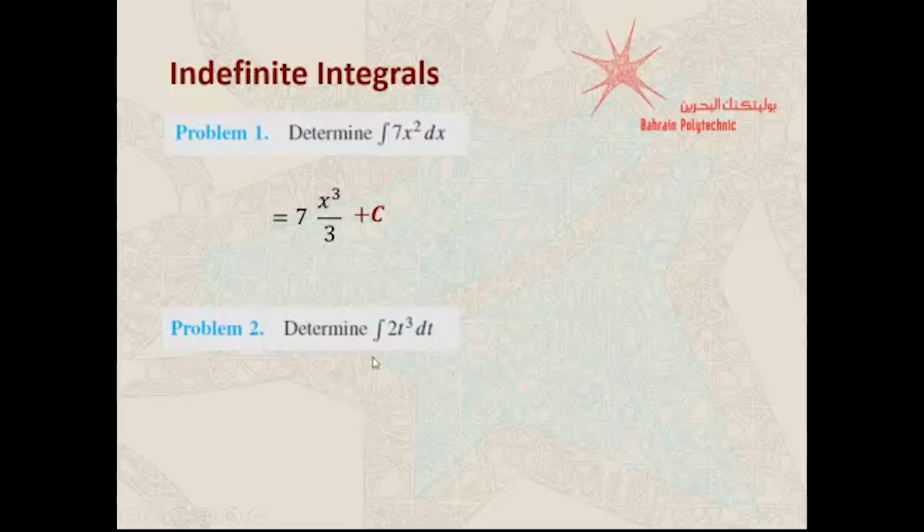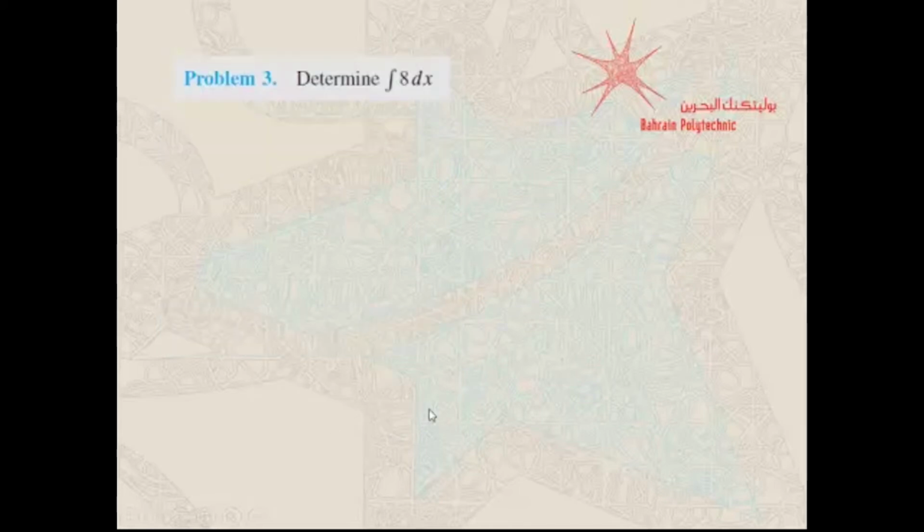Again, I've got the 2, which is just a number. And then t to the power of 3, using the power rule, I'm going to increment the 3 by 1. It becomes t to the power of 4 over the new power, which is 4, plus c. Now, what you can do is simplify this. You can divide by 2. So over 2 is 1, over 4 is 2. So it becomes t to the power of 4 over 2 plus c.